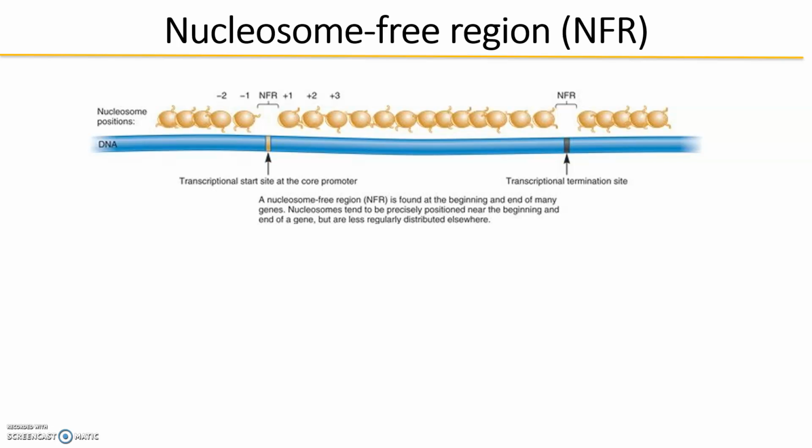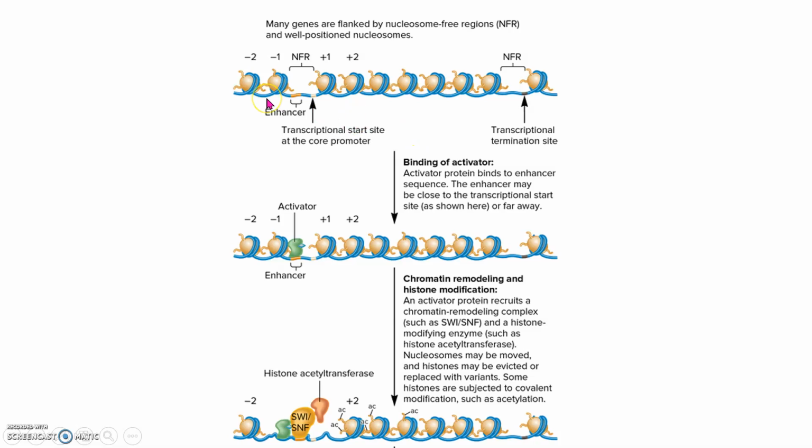So we know that this exists, and we know that this is in our eukaryotic cells. So we can also change different things here. So we have this nucleosome-free region, right? And then it has these nucleosomes on either side of it, and it's dictating a start site and an end site. This activator can come in and bind to its enhancer, which can be, remember, near the start site, or it can be at a distance away and physically manipulate the DNA.